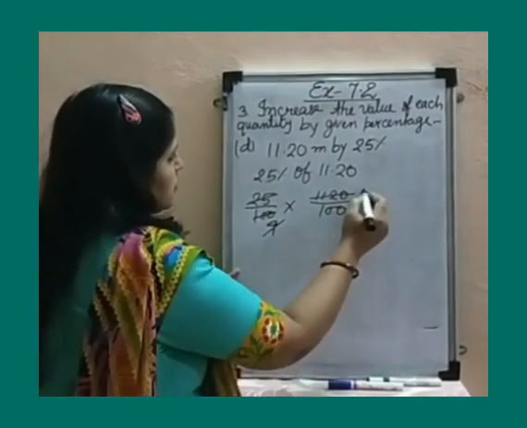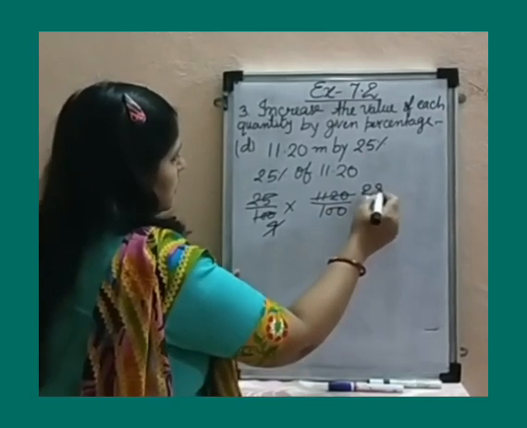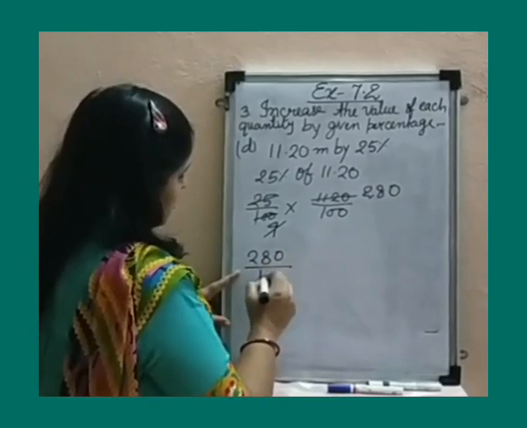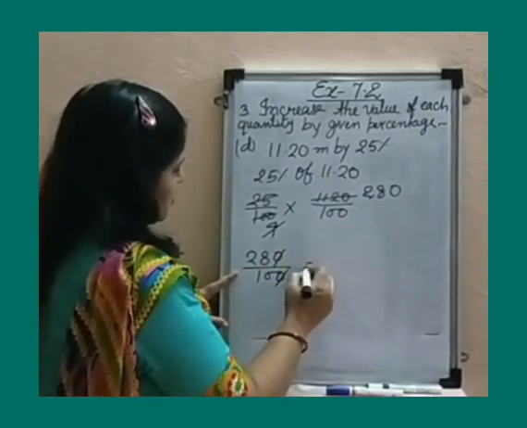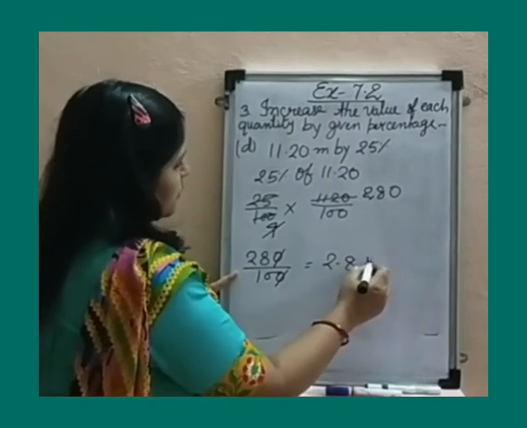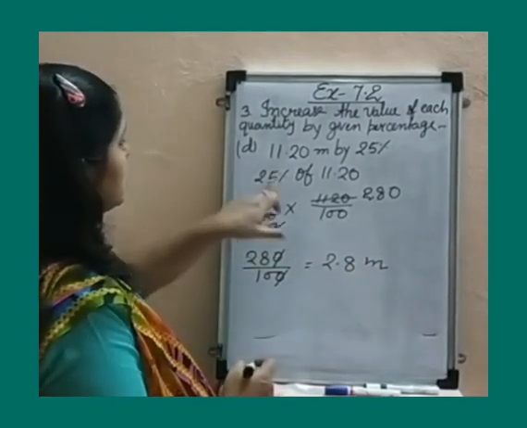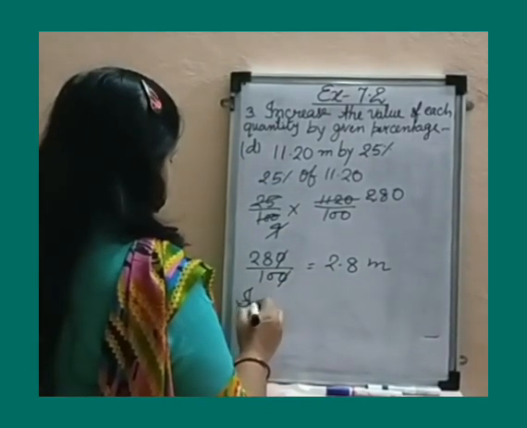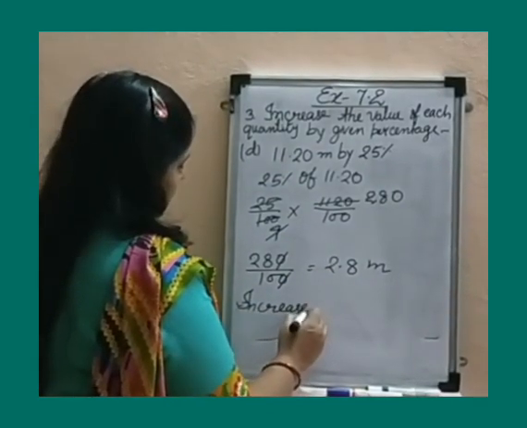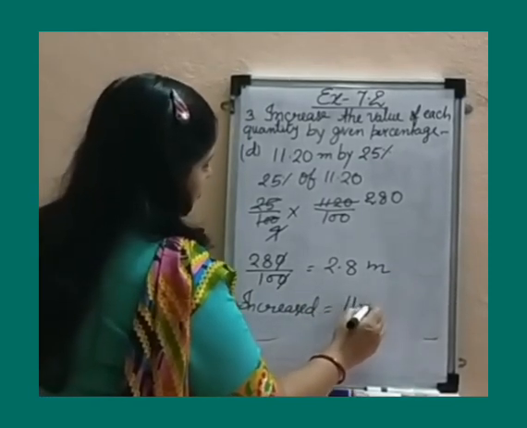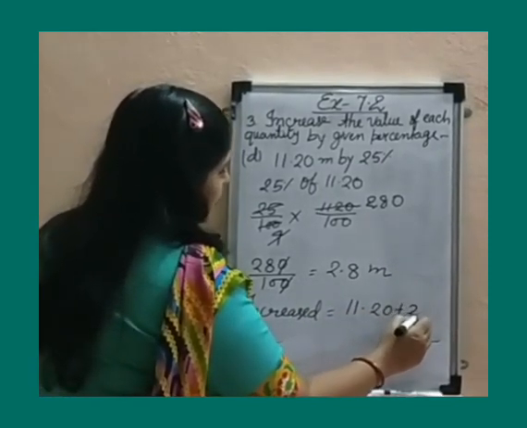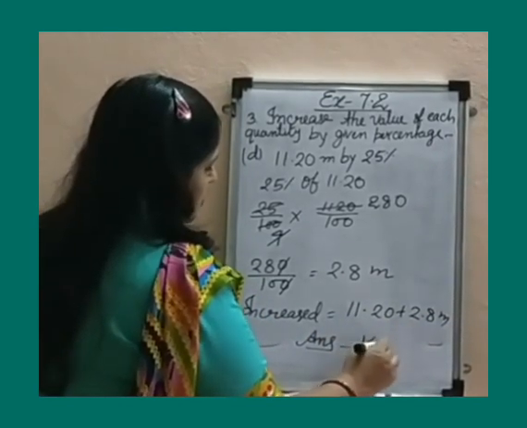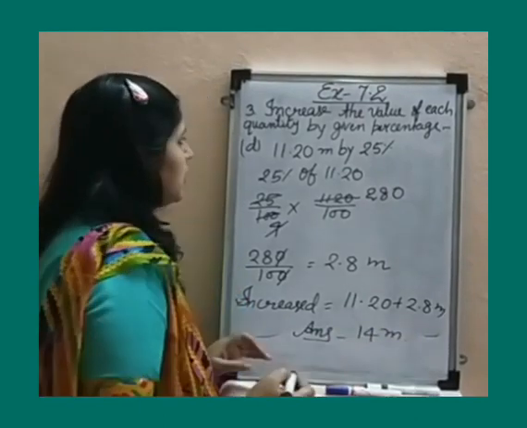Then 4 twos are 8, 8 0. So we have here 280 upon 100. Cancel the last 0. 2.8 meter. Now the final value is 11.20 plus 2.8 meter increased. The answer is 14 meter.